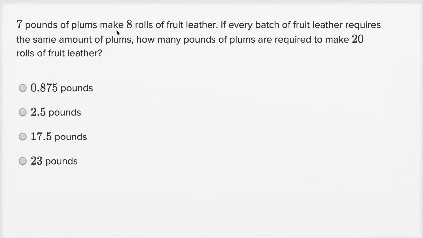7 pounds of plums make 8 rolls of fruit leather. If every batch of fruit leather requires the same amount of plums, how many pounds of plums are required to make 20 rolls of fruit leather? So let's set up a ratio. We need 7 pounds of plums for every 8 rolls of fruit leather.